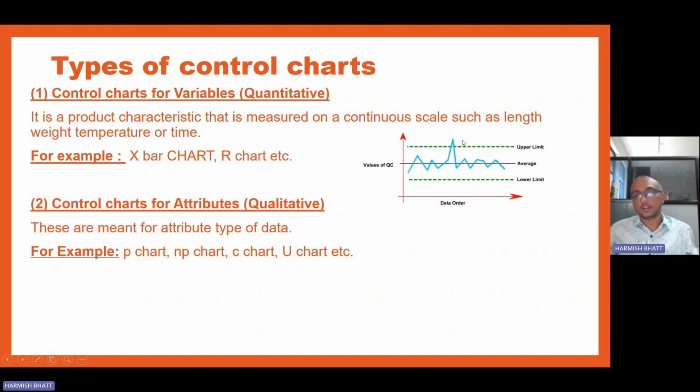Here on this slide, you are able to see a particular chart. We can consider it as the X bar chart, where one upper limit and one lower limit will be there, and in between these limits we are going to plot the different data points. These data points can be on either side of the average. The mean line will be drawn, the upper limit will be drawn, the lower limit will be drawn, and then different data points will be plotted on it.